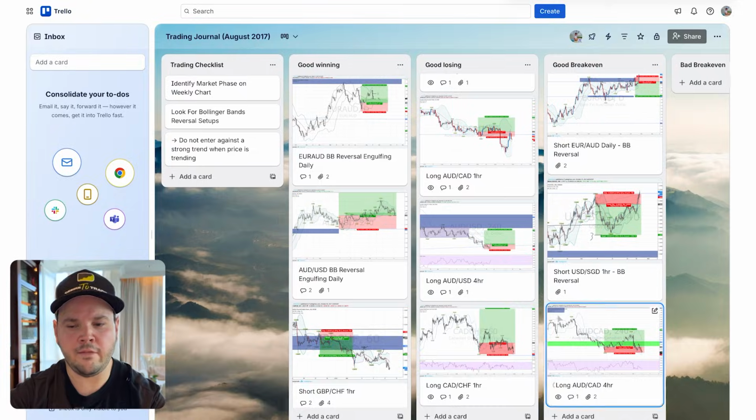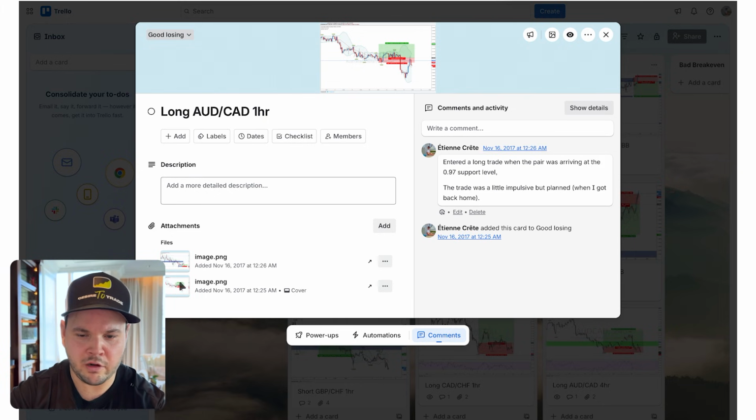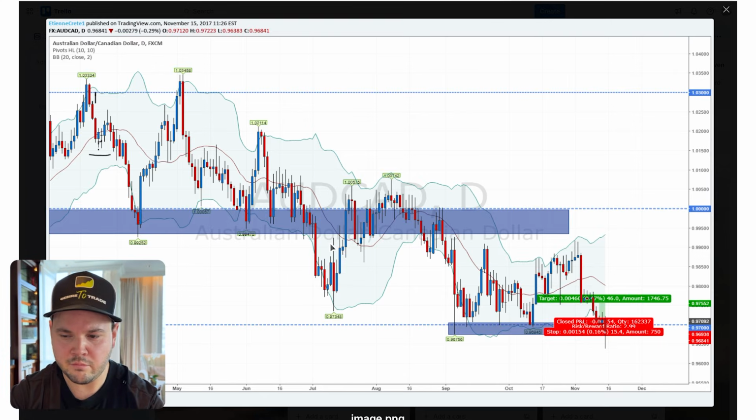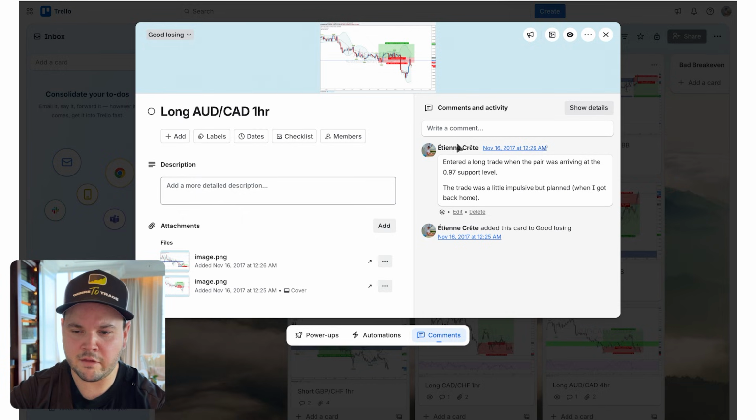So good to know. If I go now and see these losing trades, here's one where I put an image before and after, I believe. So you got this image, okay, and we got this image of how it unfolded. So price went down, came back up to retest. And my comment was enter the long trade when the pair was arriving at the 0.97 support level. Trade was a little impulsive, but planned when I got back home.